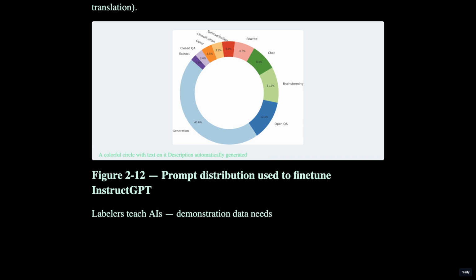Treat labelers as teachers for conversational AIs. Creating demonstration, prompt, response pairs often requires research, domain knowledge, and ethical judgment. So these examples are more complex than ordinary labels. Table 2.6 shows concrete examples used to train InstructGPT.